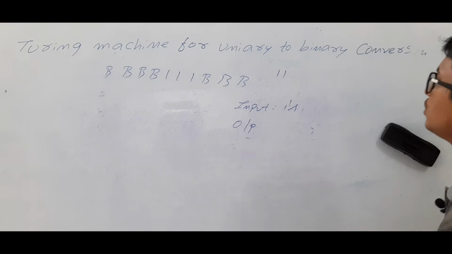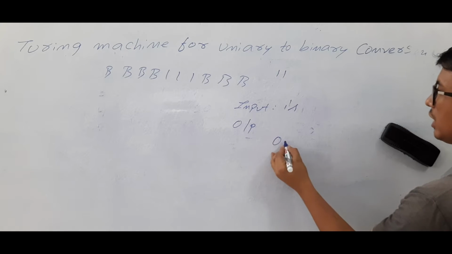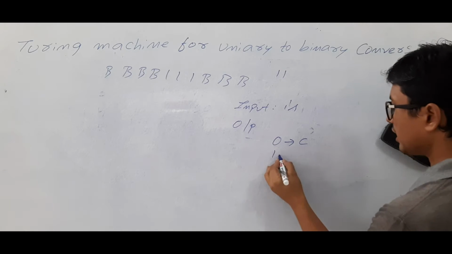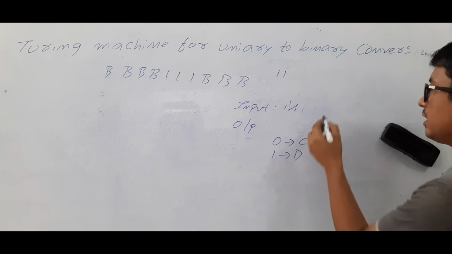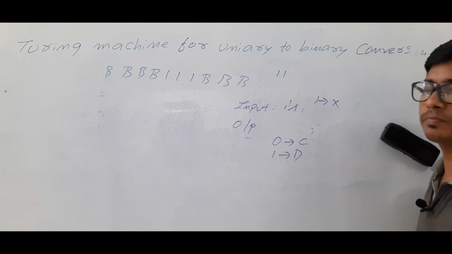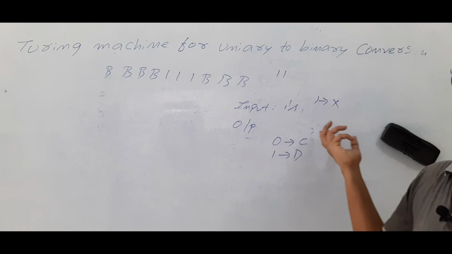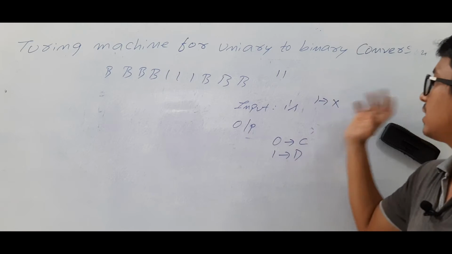So what I will do is, in the output representation, I will represent 0 as C and 1 as D. In the inputs, whenever I read a 1, I will modify it to X. Are you able to understand it or not? You can modify it to X or anything. So if I read a 1, I will mark it as an X.